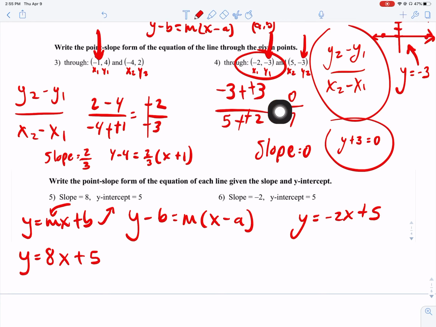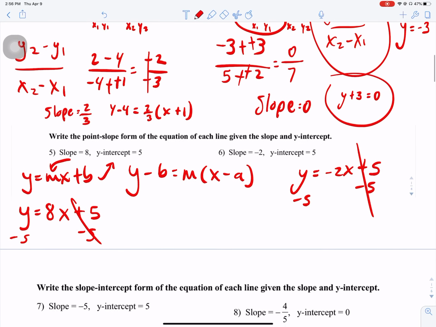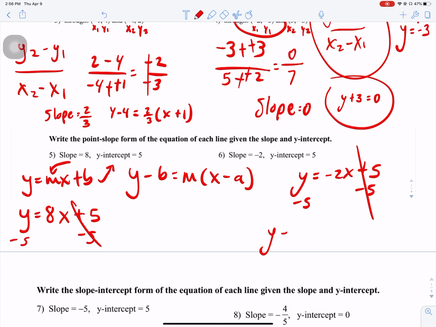Remember what I said right here? How did we get from y equals negative 3 to y plus 3 equals 0? All we had to do was minus 3 on both sides, right? We would have got there. It's kind of like that with what we already know. What if I just subtracted 5 on both sides? Think about what I would have. I'd have y minus 5 equals negative 2x, or y minus 5 equals 8x.